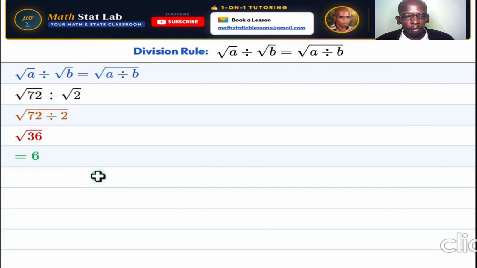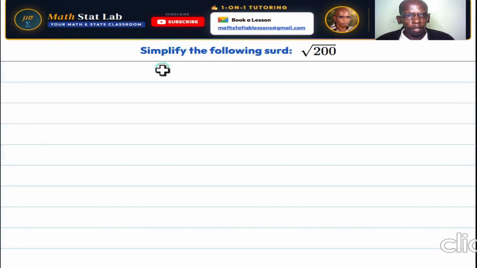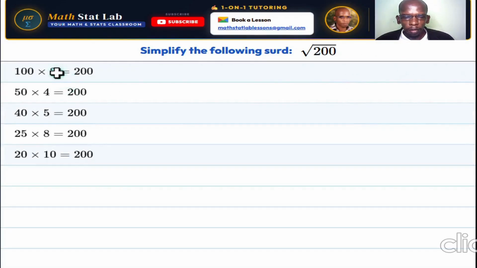With those two rules, we can simplify our surds. So let's try some examples. Let's say you are told to simplify the following surd, and you are given the root of 200. The first thing you need to do with this one is write 200 in its factor form. So I just need to look for the numbers which when I multiply them, they'll give me 200. The first one is of course 100 multiplied by 2 is 200. And you can pick others like 50 multiplied by 4 is 200, and so on.